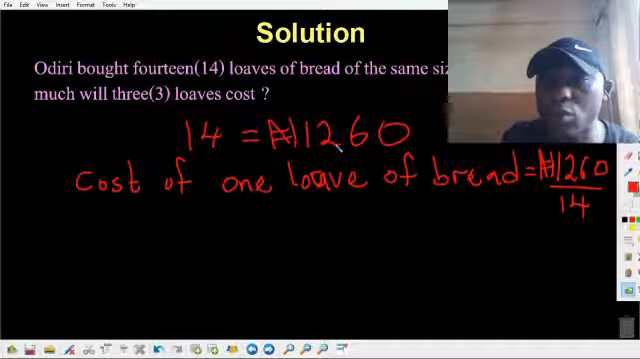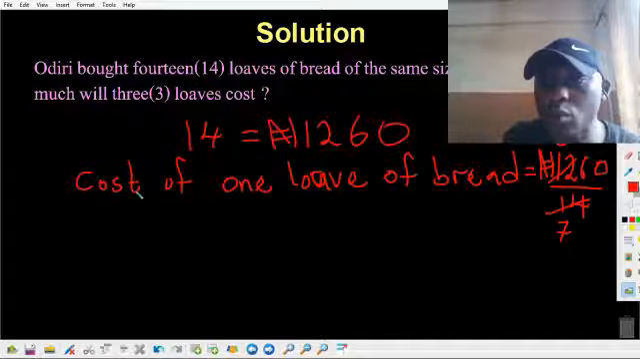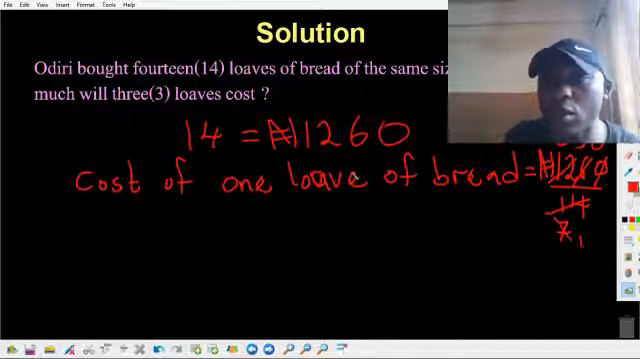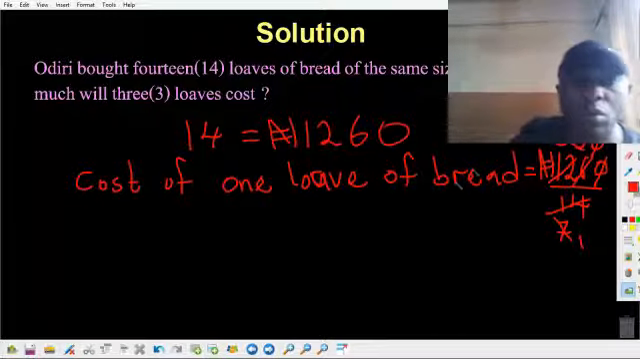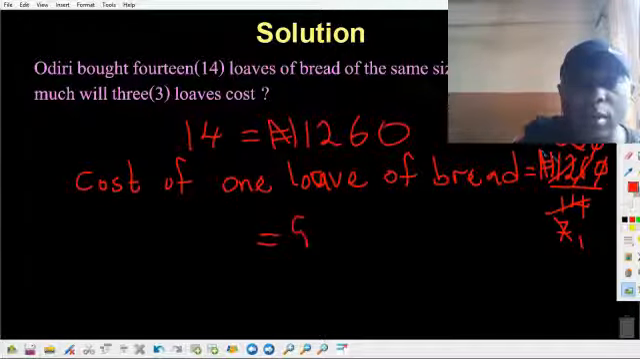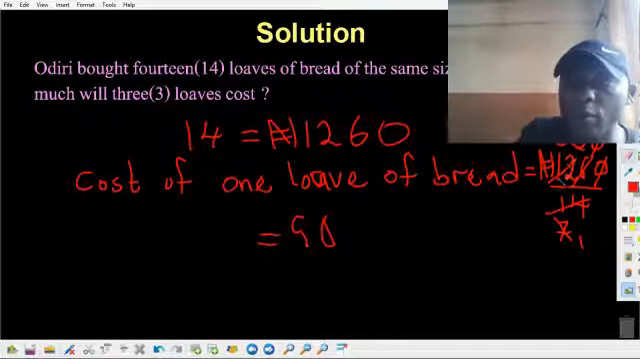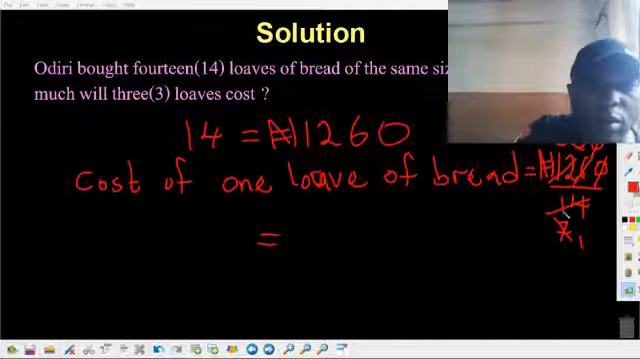Now let's use 2 here, 7, 2 here will give me 6, right? 2 here, 6 will give you 3, 2 here will give you 0, 7 here 1, 7 here will give you 9, 7 here will give you 0. So cost of 1 loaf of bread is equal to 19 naira. Fine. We found the cost of 1 bread, right?